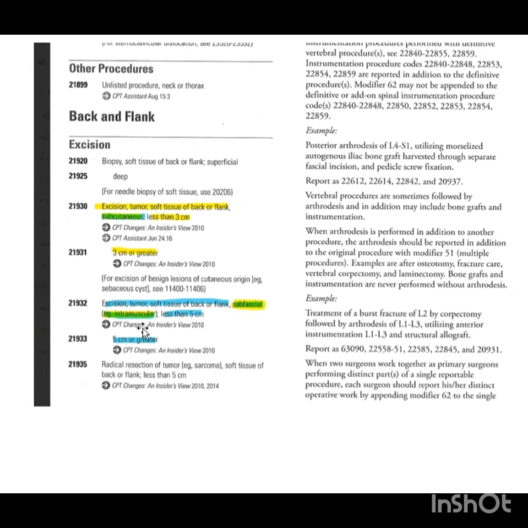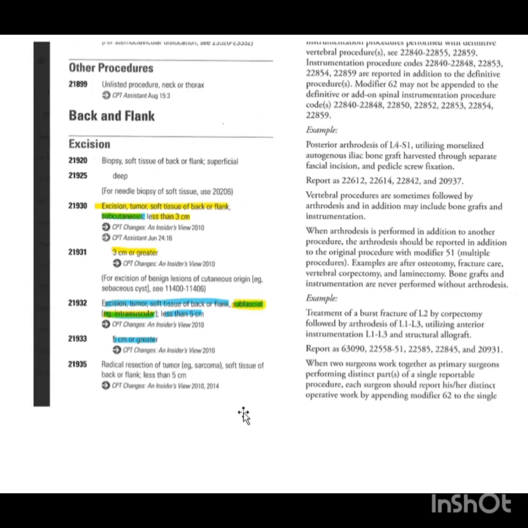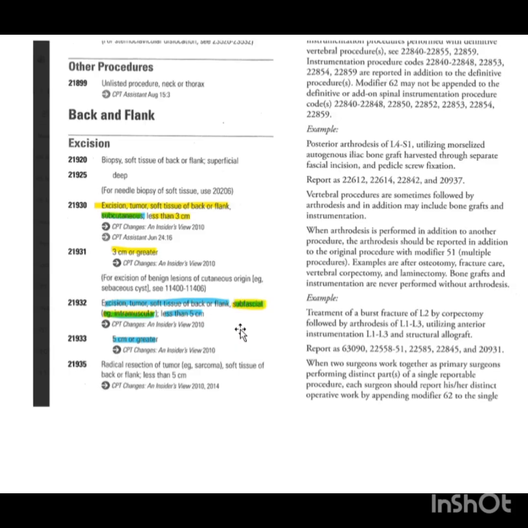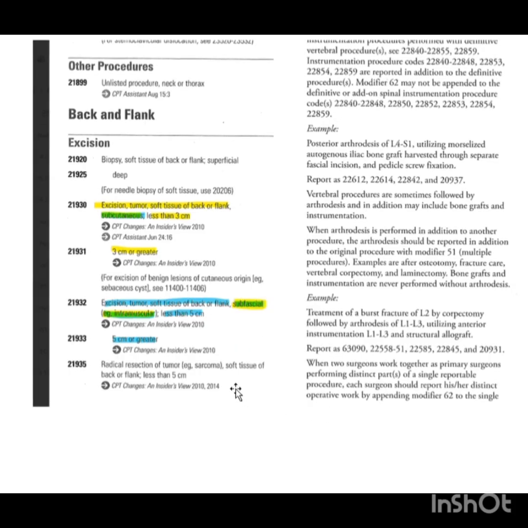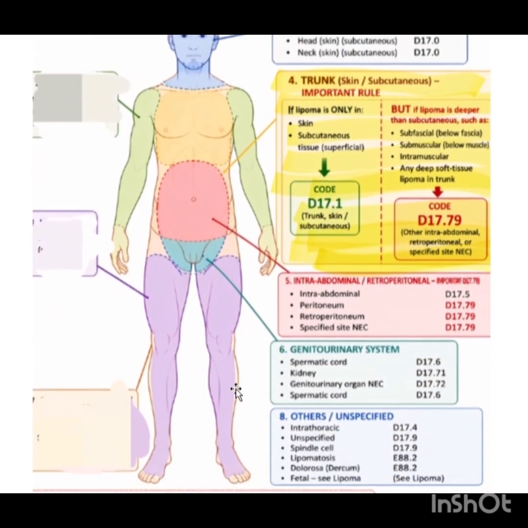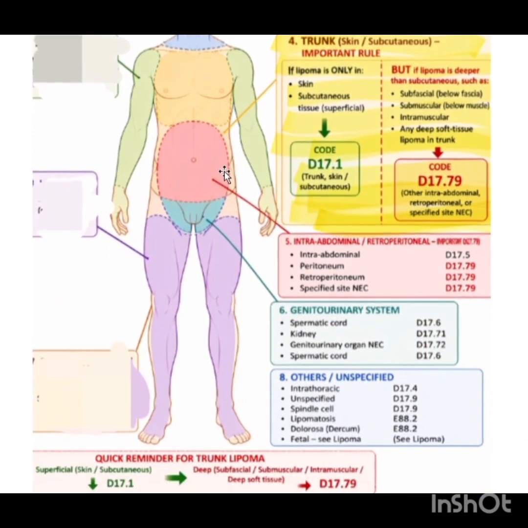So it is very important to read the op note carefully and decide whether the lipoma is subcutaneous or subfascial, whether the size is given or not given. If not given, then we ask the physician for the size. Okay, so it is again the same trunk area. If it is skin, subcutaneous tissue, lipoma. If subfascial, then D17.9, subcutaneous, then D17.1.